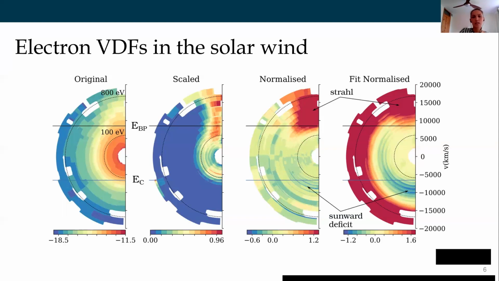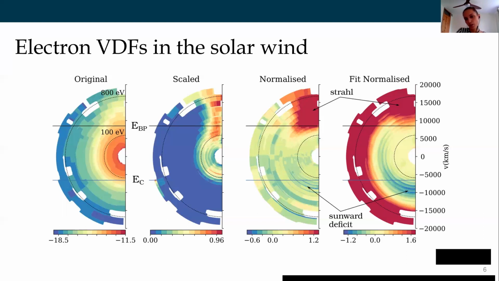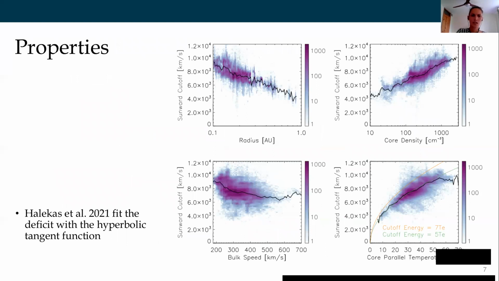Okay, so now let's have a look at some properties of this sunward deficit. These are plots taken from the recent paper of Jasper Halekas. What he plots here, the sunward cutoff, is basically the energy at which the cutoff is found in Parker Solar Probe data. And what we see here is that this energy decreases with radial distance. It increases with the core density, and it decreases with the bulk speed of the wind.